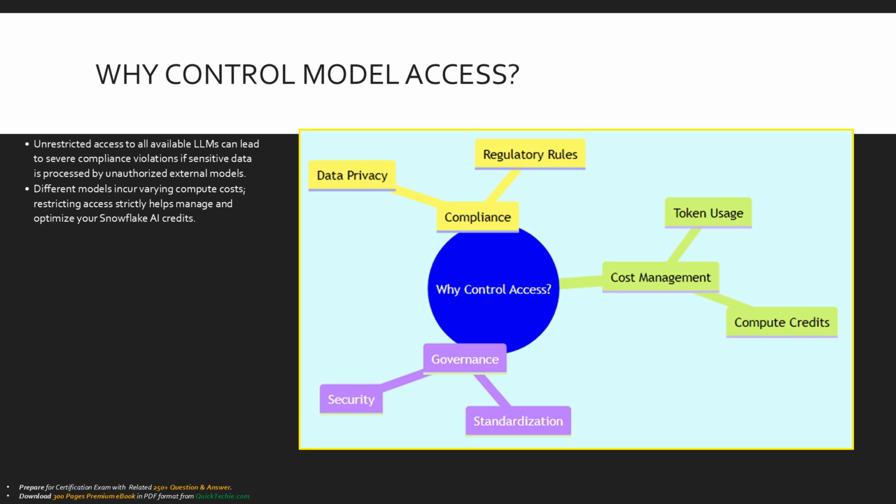This mind map perfectly illustrates the core motivations behind restricting model access in your data cloud. At the center is our main goal: controlling access. Branching out, you see the three main drivers. On the top right, compliance is key, ensuring data privacy and adhering to strict regulatory rules. On the bottom right, cost management is critical, as we need to proactively govern token usage and the associated compute credits to avoid end-of-month billing surprises. Finally, on the left, we have governance, which ensures engineering standardization and robust security across your enterprise. By leveraging the AllowList, you effectively address all these branches simultaneously.